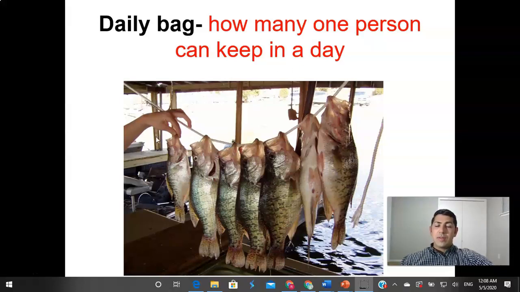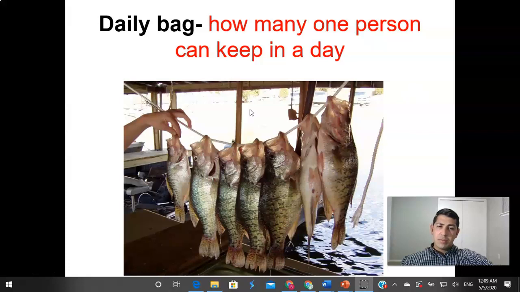Here you see all these bass strung up. For bass, I think it's 5 of any type, and they also have to be a certain size. One person can have 5 largemouth bass. So if you see 1, 2, 3, 4, 5, 6, 7, you need to have at least 2 people that caught all of these, right? Because if you didn't, you would be in trouble with game wardens.